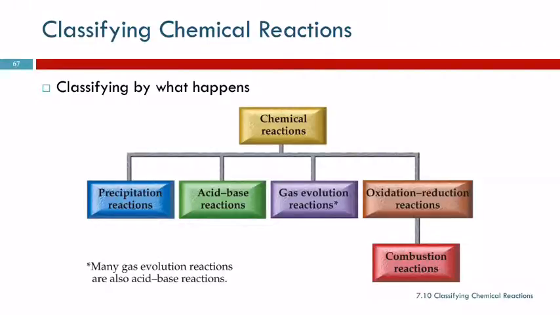We need to be able to classify chemical reactions. And there's two main ways of classifying. You can classify them by what happens. So the chemical reaction, does a solid form? Well, that's a precipitation reaction. Do we have an acid and a base forming water and salt? It's an acid-base reaction. Do you have gas being formed?